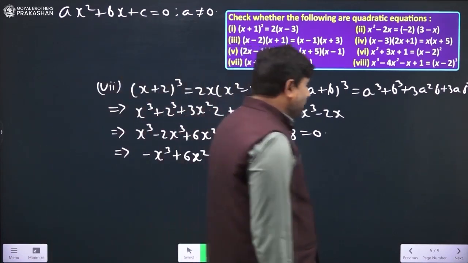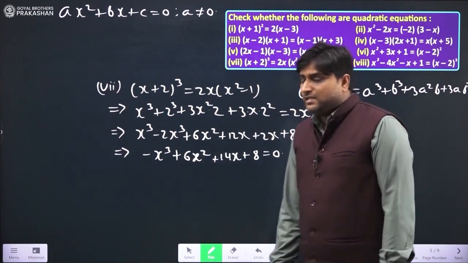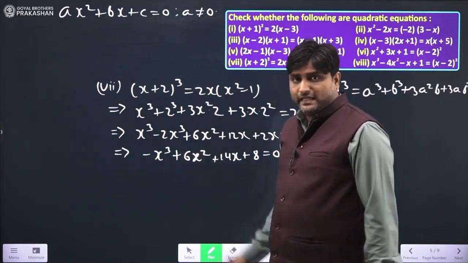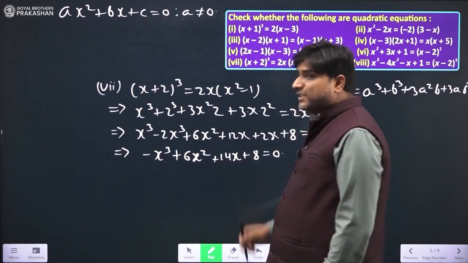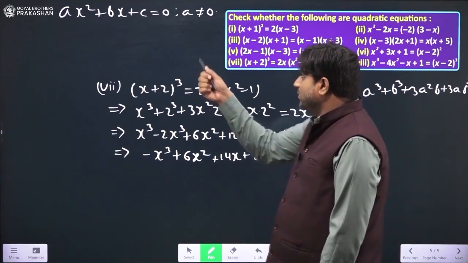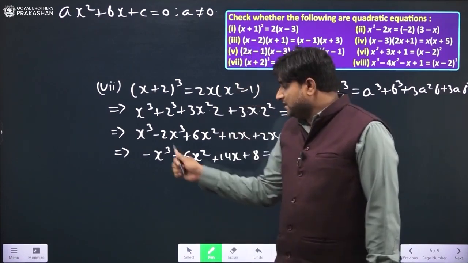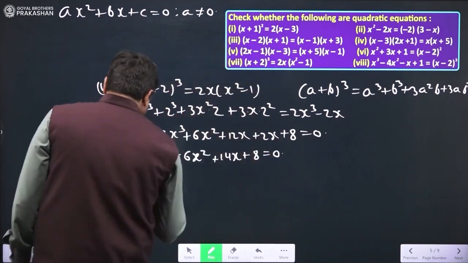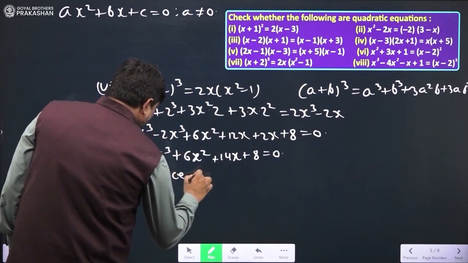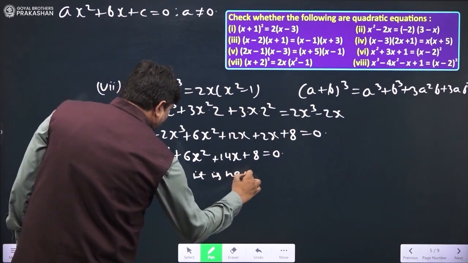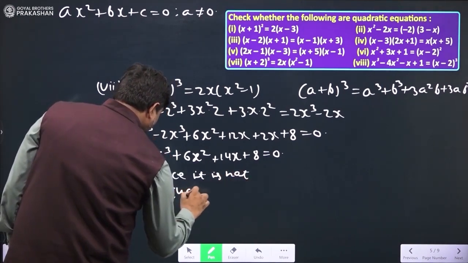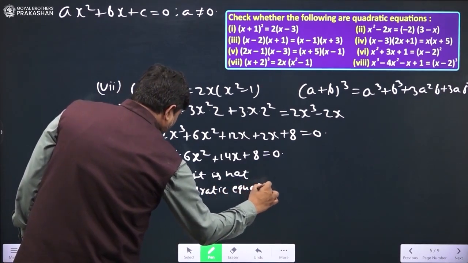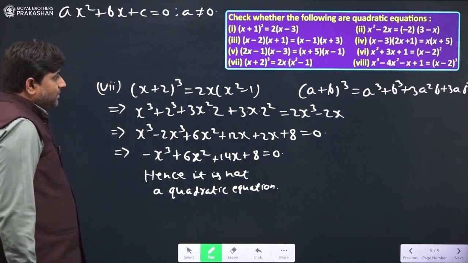Now is this a quadratic equation? No, because we can say it is a third degree polynomial in LHS, means it is a cubic equation. It is not in the form of ax square plus bx plus c, because here we have the term of x cube also. Hence it is not a quadratic equation. So this was seventh part.